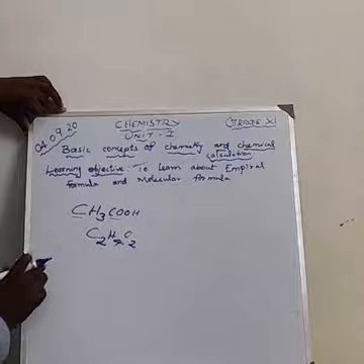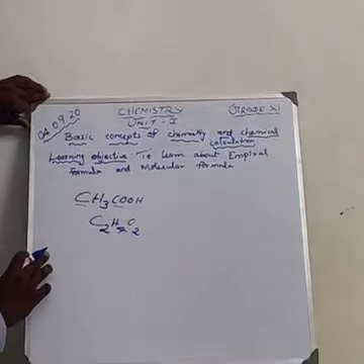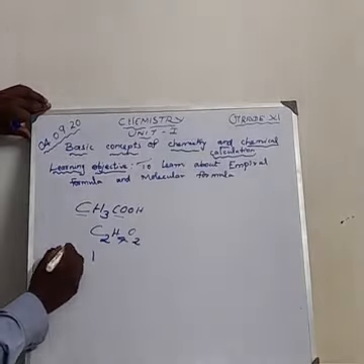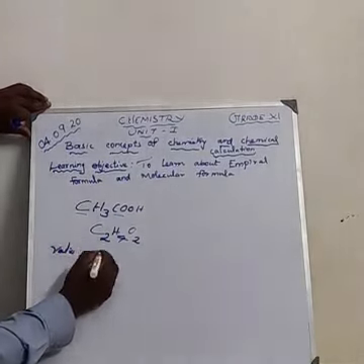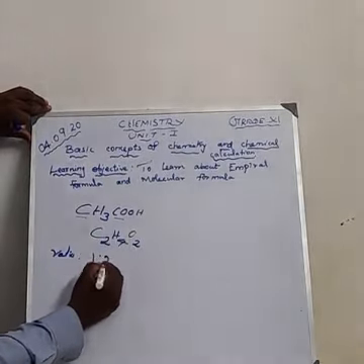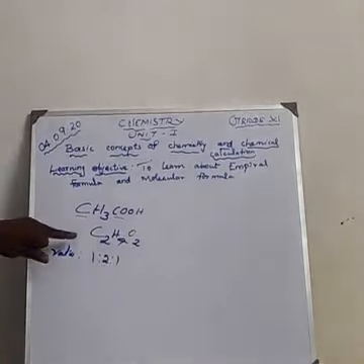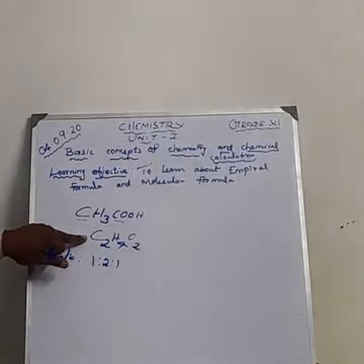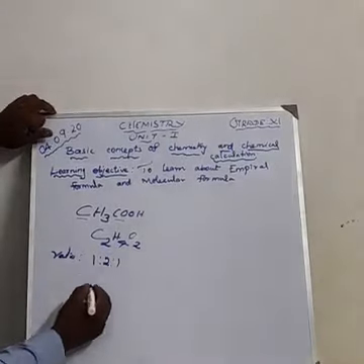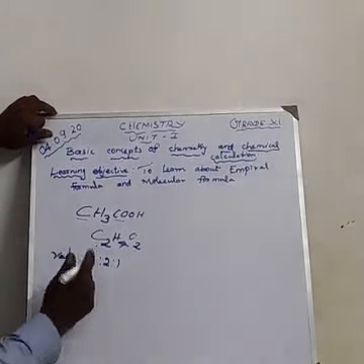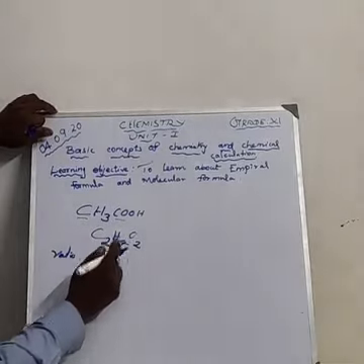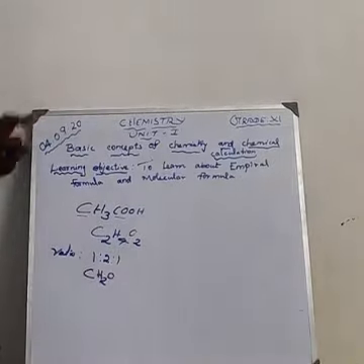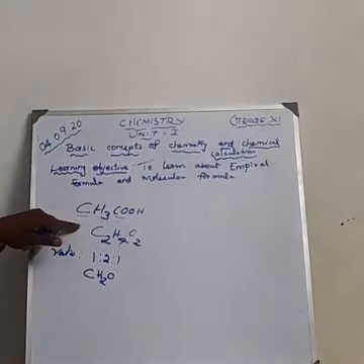Here, you should write the ratio. What's the ratio here? The ratio is 1 is to 2 is to 1. Clear? And the empirical formula can be written as 1 for carbon, that is C, 2 for hydrogen, H2, and oxygen 1. So this is the empirical formula and this is the molecular formula.